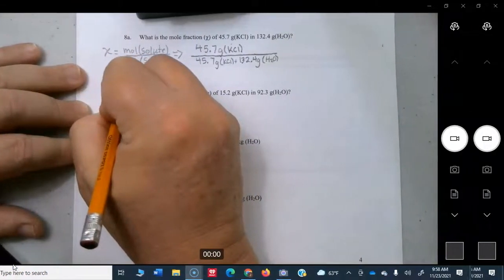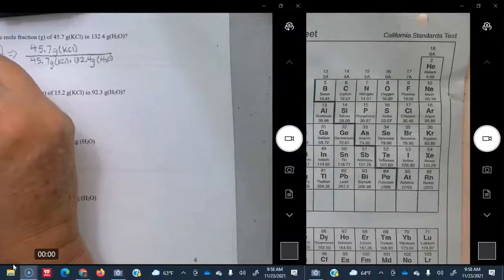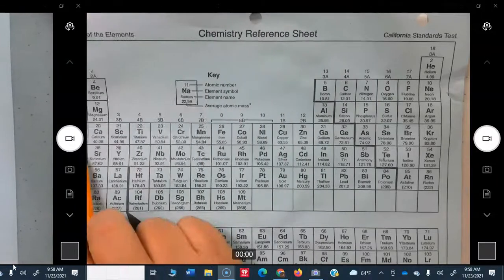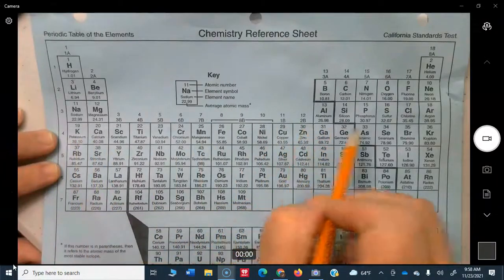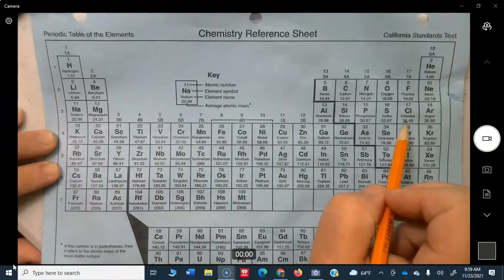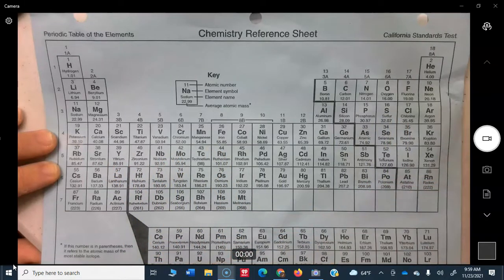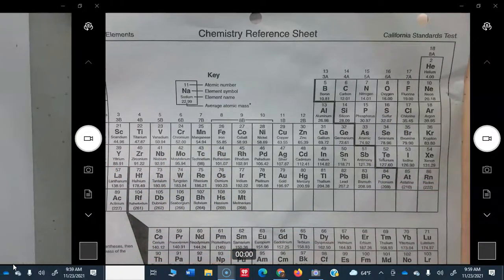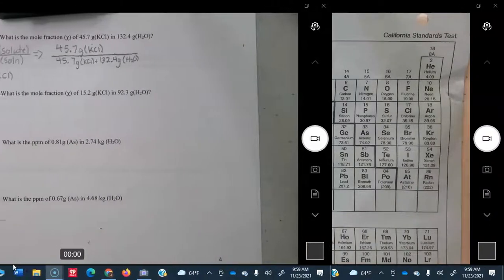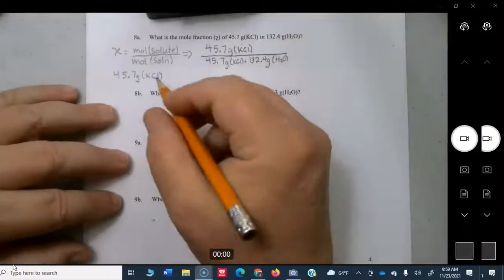And we bring in the periodic table. You can look at your own. It's a little hard to read mine on the screen. It's 39.1 for potassium, and it's 35.45 for chlorine. So now you add those two together to get the molar mass for potassium chloride. Okay, and what we come out with is that 1 mole of potassium chloride is 74.55 grams.